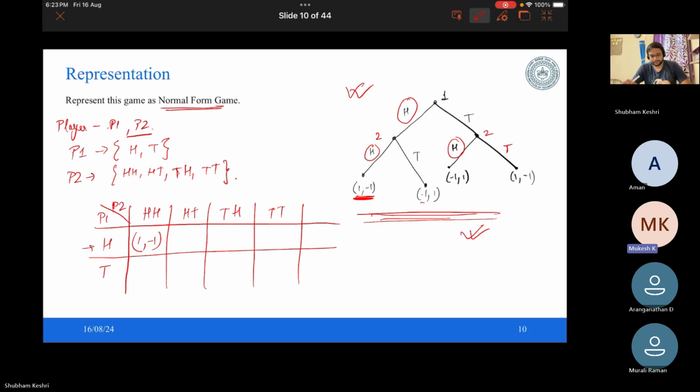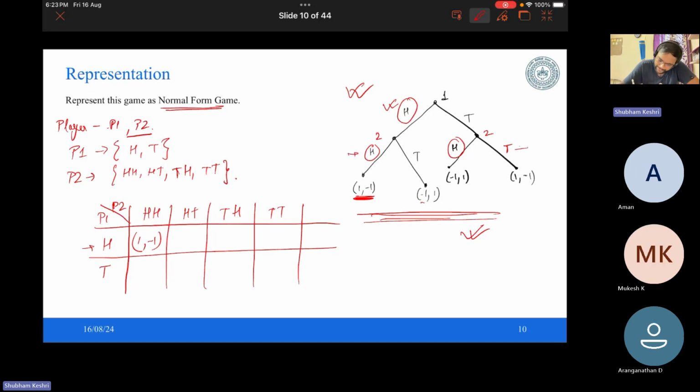Yeah, understood. All right. So in a similar way, we can fill up this table. Let me just fill it up quickly. Player 1 is playing H and player 2 is playing HT. So when player 2 is playing HT, this will be the place where the game will come and we'll have 1 comma minus 1. Now when player 2 is playing TH, so he is playing T and then H, and player 1 is playing H, then the utilities will be minus 1 comma 1, and this will also give minus 1 comma 1.